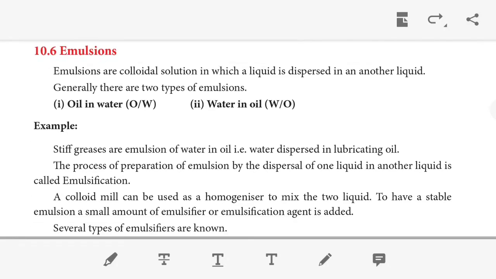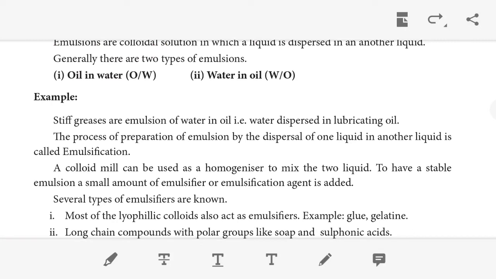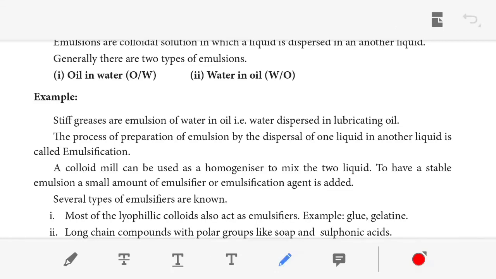The process of preparation of an emulsion by dispersal of one liquid in another liquid is called emulsification. It can be asked as a 2 marks question. What is emulsification? The process of preparation of an emulsion by the dispersal of one liquid into another liquid. A colloidal mill can be used to homogeneously mix the two liquids to have a stable emulsion. A small amount of emulsifying agent is added.